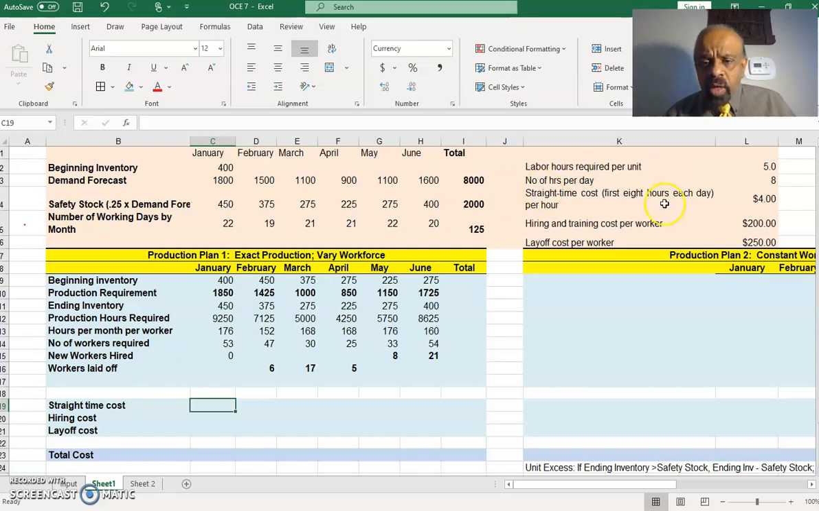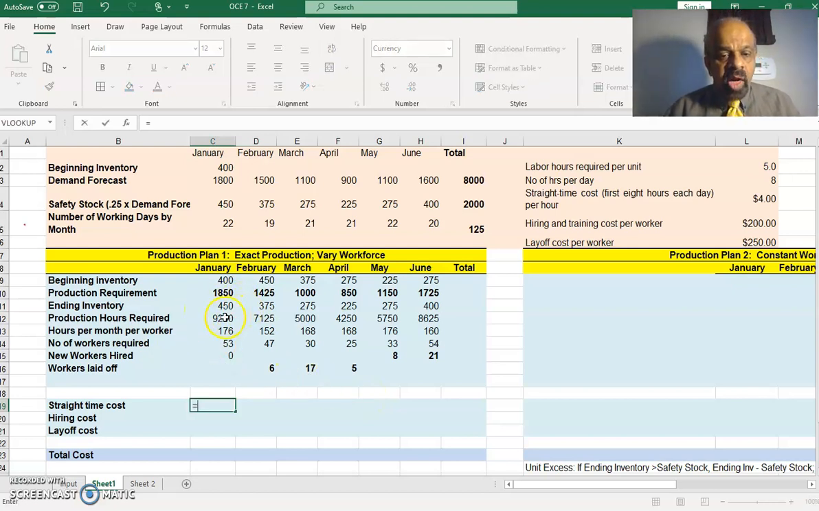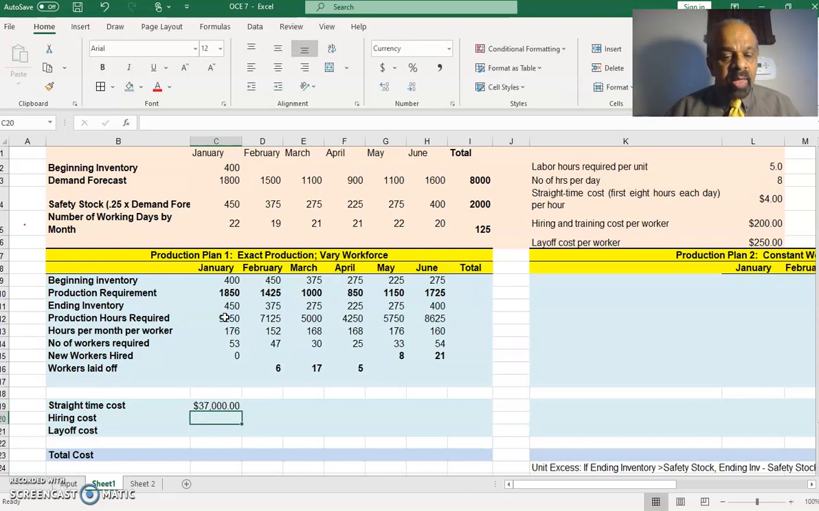So if I go here, I have straight time cost here, and that is the first 8 hours each day. And that's what I'm considering. I'm not considering any overtime, anything like that. It is just straightforward number of units that I'm going to produce. So straight time cost is $4 per hour. So that is going to be equal to this production hours required 9250 times $4 per hour, and that is going to be $37,000.